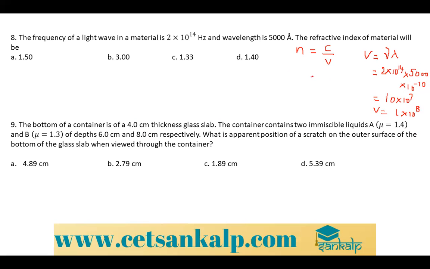So next, C is the speed of light in air. It is given as 3 into 10 to the power 8 divided by v, which is 1 into 10 to the power 8. 10 to the power 8 and 10 to the power 8 cancel. So n is equal to 3. So n is equal to 3, and the answer is option B.